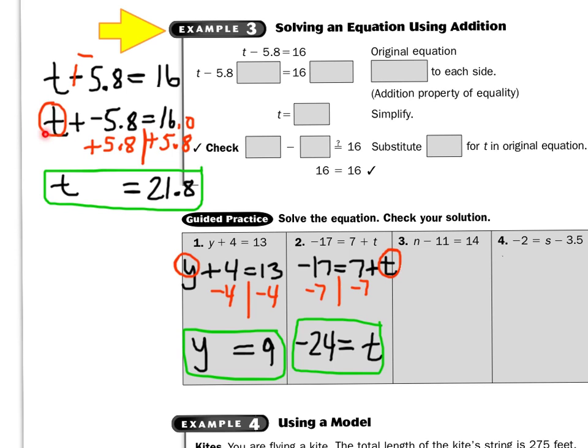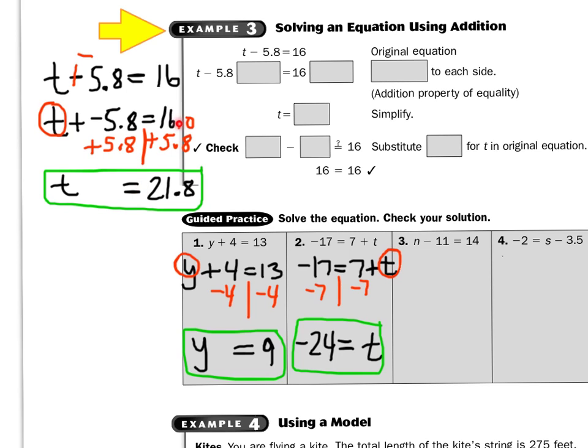So see how my t was in the bubble? I just let the bubble pop and it floats straight down. And then a negative 5.8 plus a positive 5.8 destroy each other. So you can cross it out. They just became 0. They're gone. And then let the equal sign slide down the pole. Bring the equal sign down.